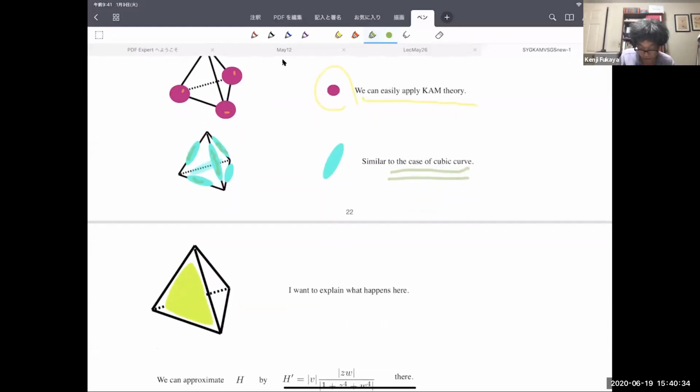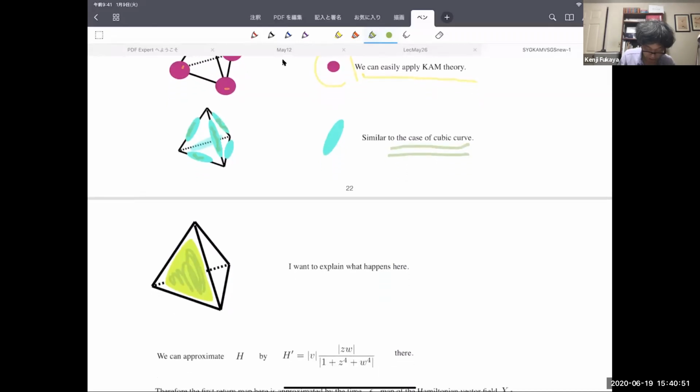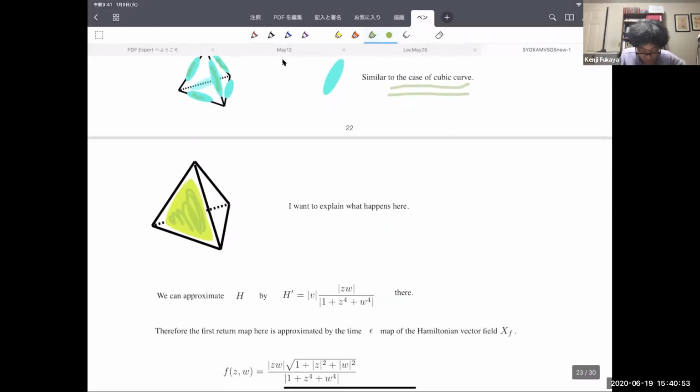And the main thing I want to explain with this example of the pencil of quartic curves is what happens on this surface. So you have this two-dimensional part of the faces, and I want to understand how this first return map behaves in the neighborhood of these particular places. So I want to do the same process.